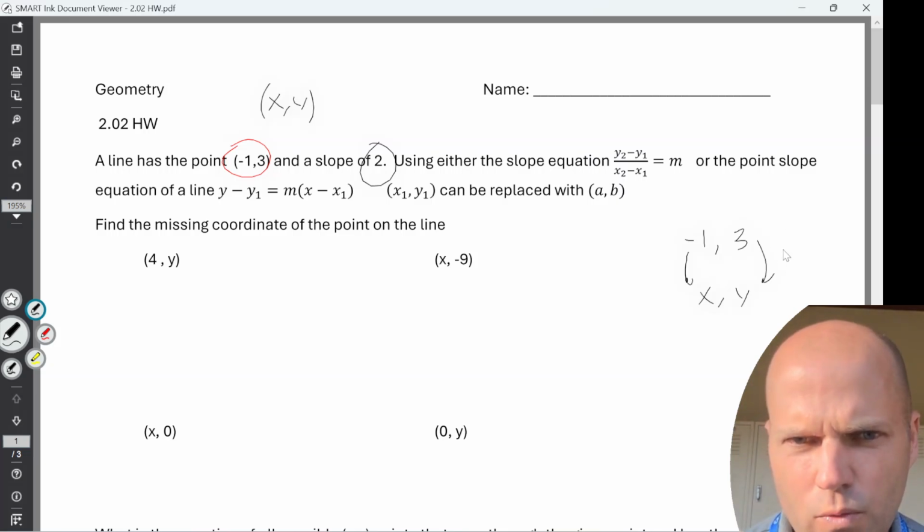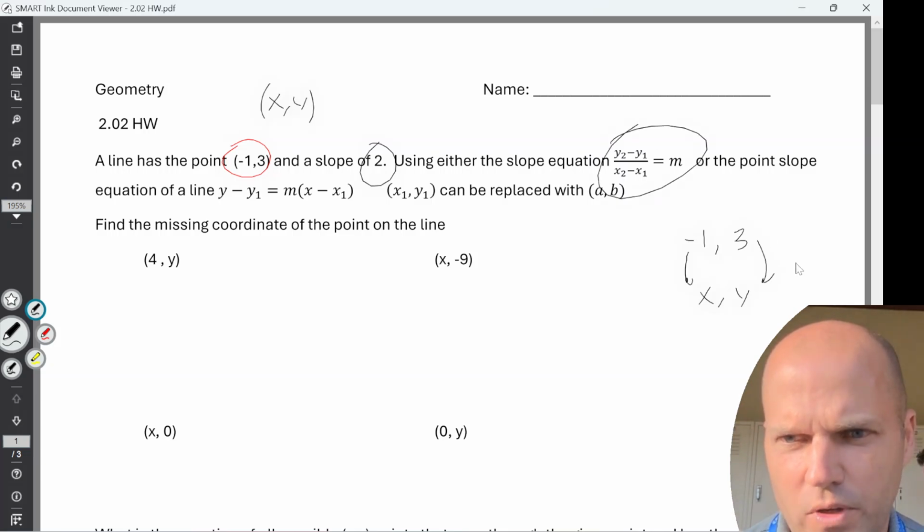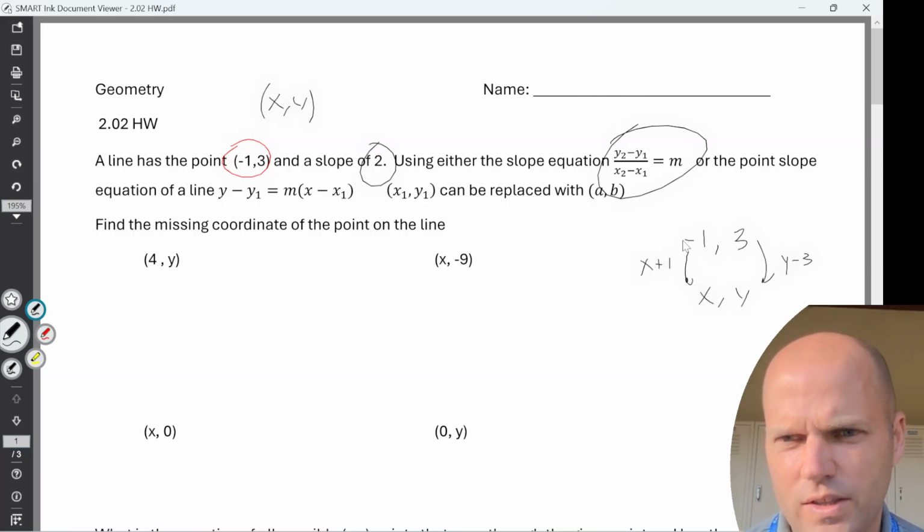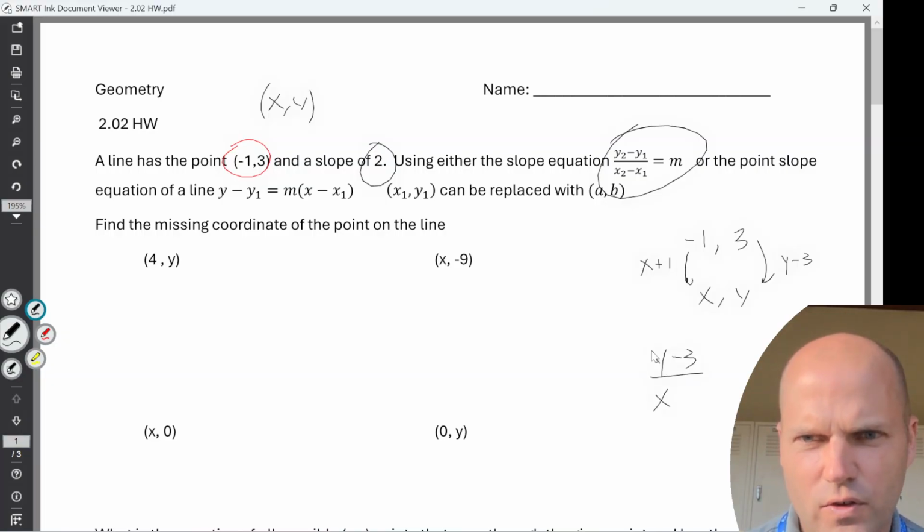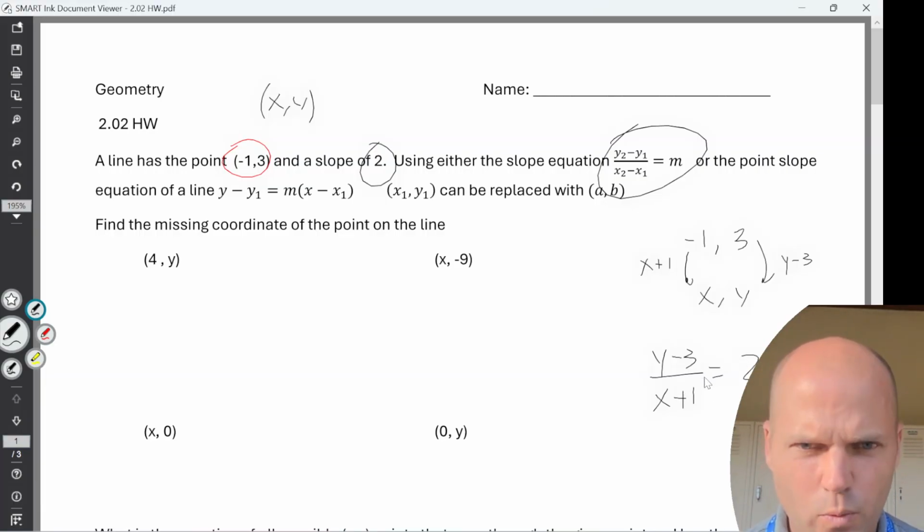Well, we start with the slope formula, where y minus 3 is the change in y, and x plus 1 is the change in x. And as long as y minus 3 over x plus 1 equals 2, we win.